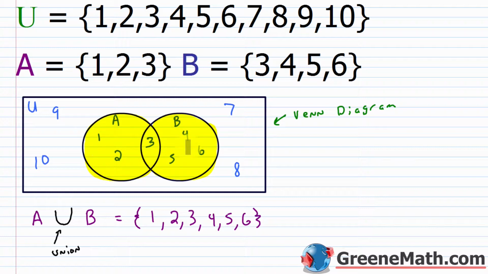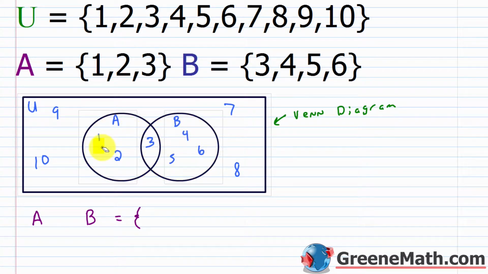Now, the other thing that we would talk about would be the intersection. Let me erase this real quick. The intersection just looks like a flipped upside down U. So I'm just going to basically reverse that symbol and make it look like this. So this is intersection.